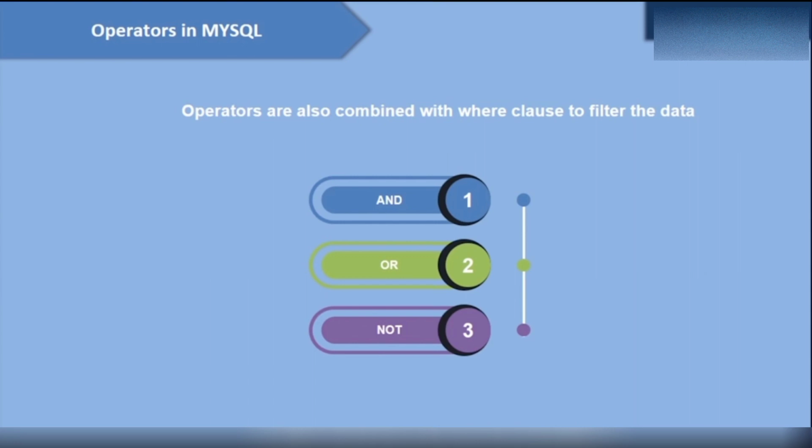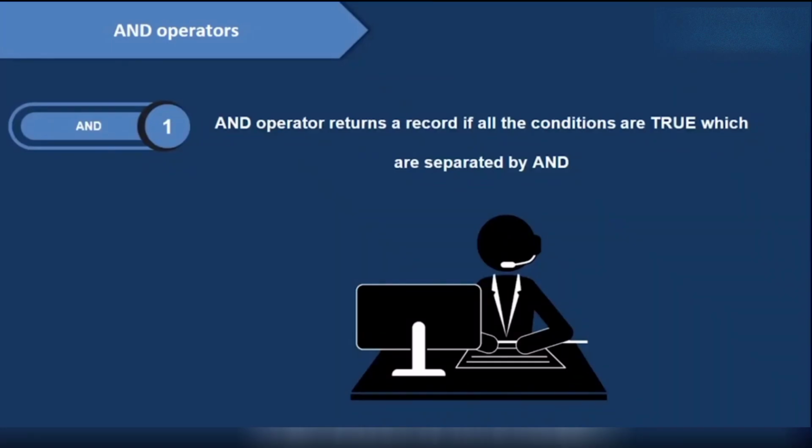So we have three types of operators. We have the AND operator, the OR operator and the NOT operator. Let's have a look, one by one, at how these operators work with the where clause. Suppose we are going to use the AND operator. The AND operator returns a record if all the conditions separated by AND are true. So if you give two conditions for a particular query, and both conditions are true, then you will get a result from your query. This is how the AND operator works.